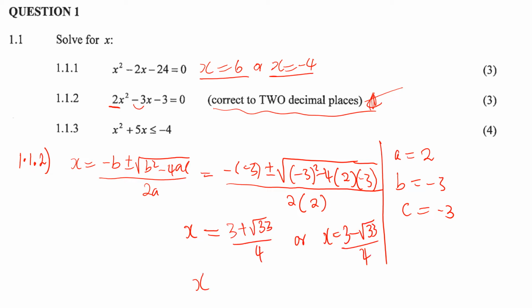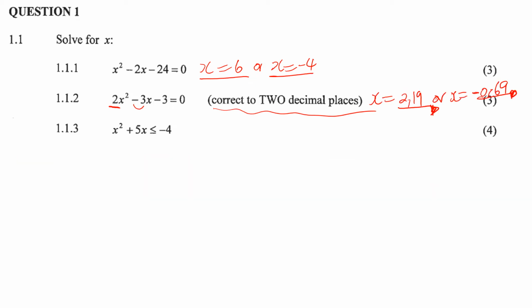So we're going to get x equals 3 plus root 33 over 4, or x equals 3 minus root 33 over 4. When we convert this to decimal, because they said correct to 2 decimal places, it's going to be 2 comma, it's giving me 186. So to 2 decimal places is going to be 2 comma 19 this side. Or the one for negative, it's going to be negative 0 comma 686. So to 2 decimal places, it would be negative 0 comma 69, because we have just rounded it to 2 decimal places. All right.